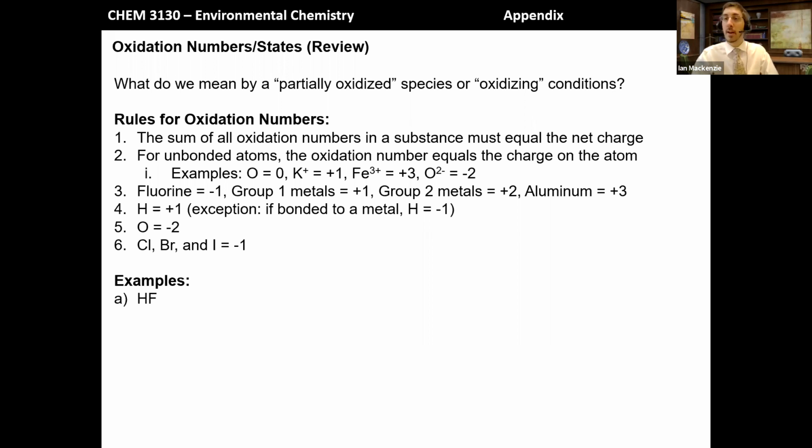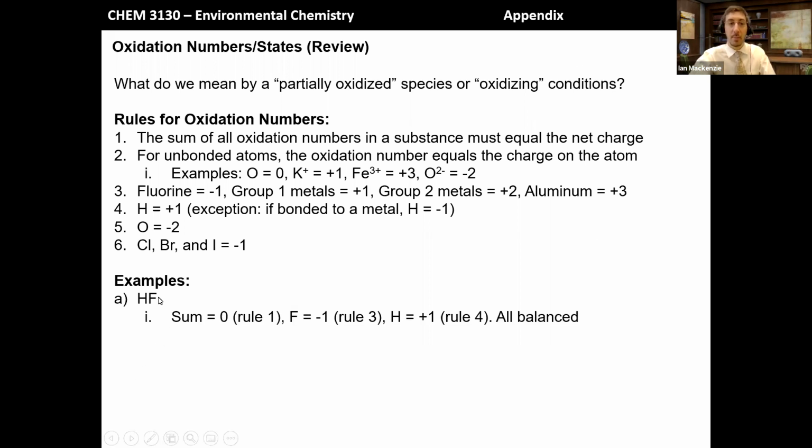The first example is HF, very simple. We've got hydrogen and fluorine. According to rule number 1, the sum of the oxidation numbers must equal 0, because this is a neutral compound. So whatever the oxidation numbers for hydrogen and fluorine are, they must add to 0. That works just fine, because following rule number 3, fluorine is -1, and following rule number 4, hydrogen is +1. Everything's balanced. It gets a little bit more complicated. Let's take a case where we're talking about hydrogen peroxide.